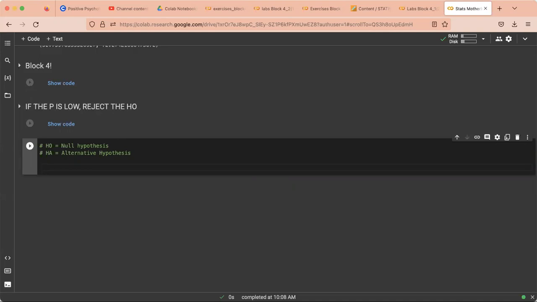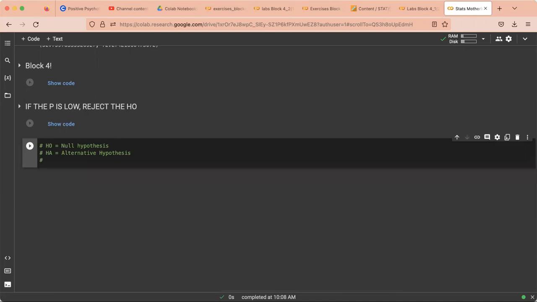I'm pretty sure the teacher gave this example when it comes to prisoners. I don't know the example for certain, but you never say, oh, the HA is true. You just fail to reject it. And you never say the HA is true. You just reject the H0.